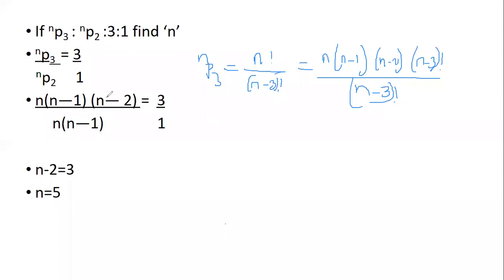Okay. Now, what is the next step that I can do? Can somebody tell me? Cancellation. Good. Cancellation of what? What can I cancel here? n minus 3. I got only one answer. How about others? See which is the common. n minus 3 factorial. Okay, good.